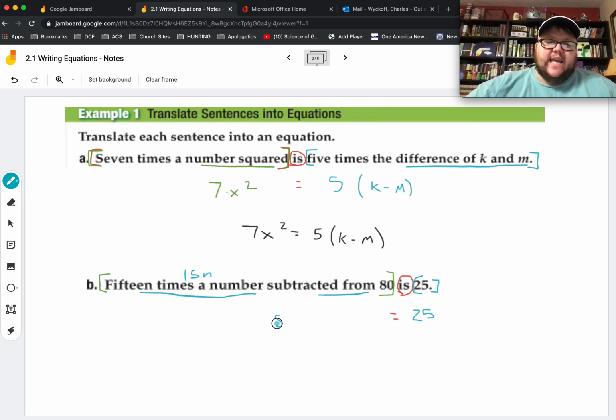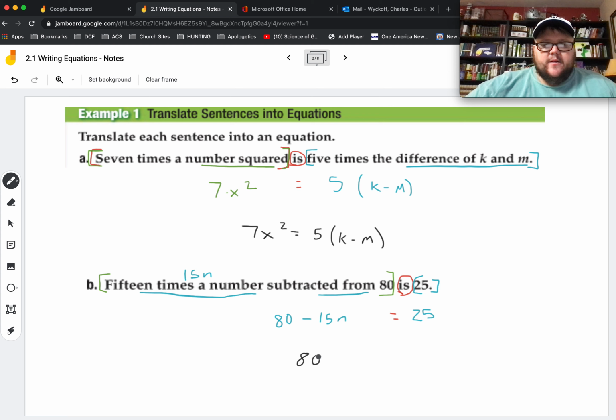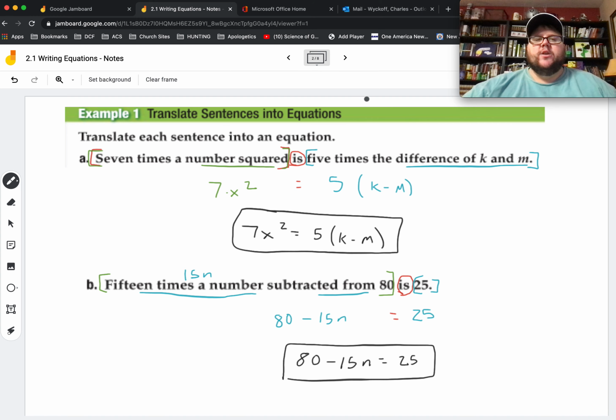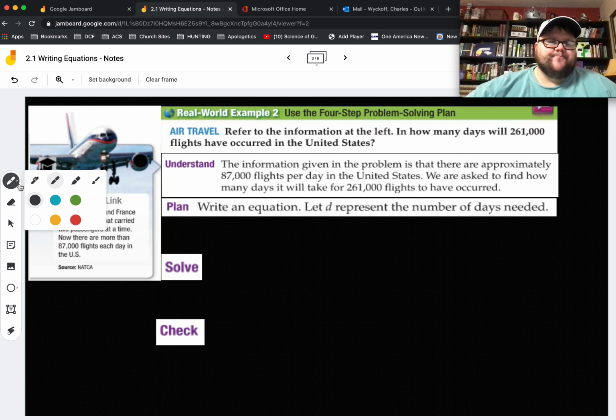So that means that it's 80 minus 15n. So that tells us that our answer is this: 80 minus 15n equals 25. And I like to get into the habit of boxing off my answers. It's always good, especially in math where you have all the work on your paper many times. All right, so now we have this problem.